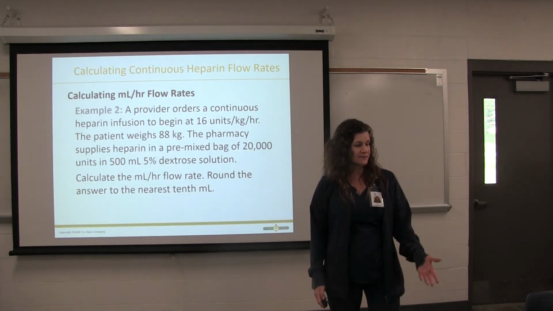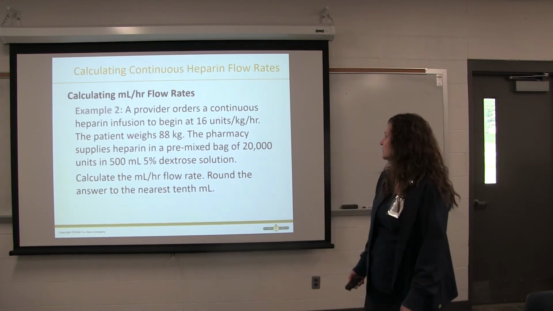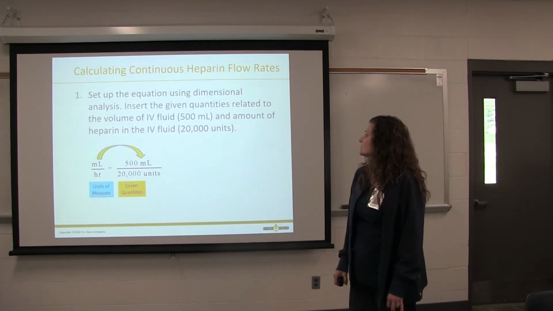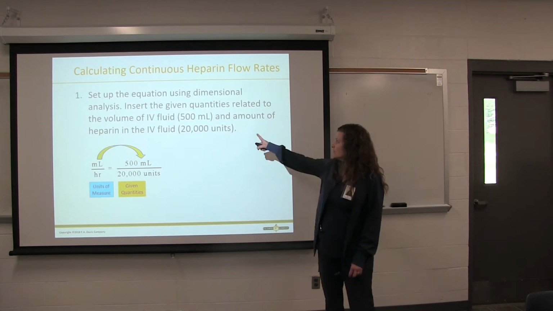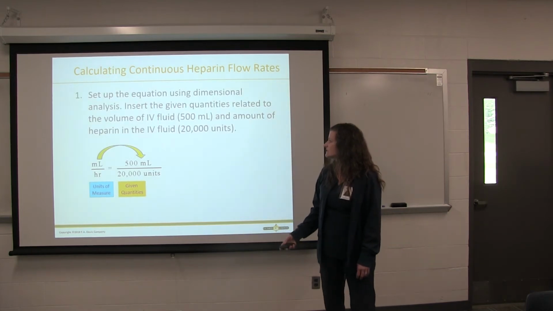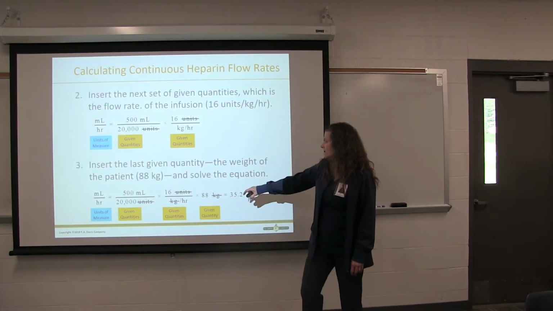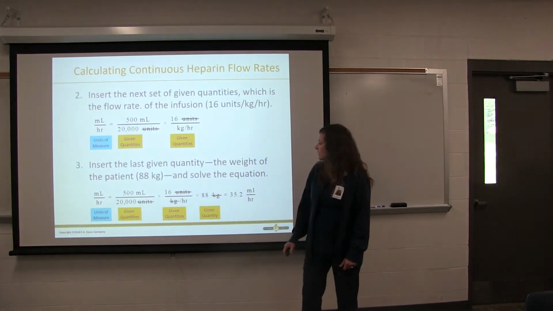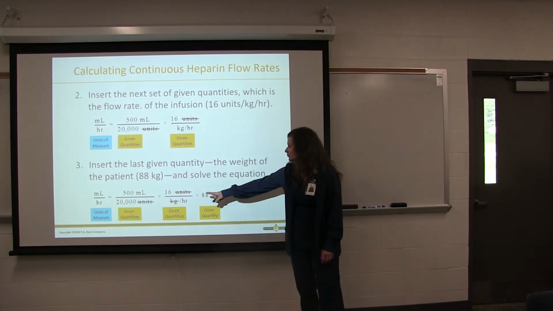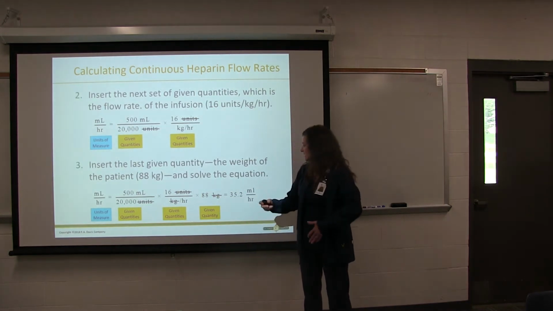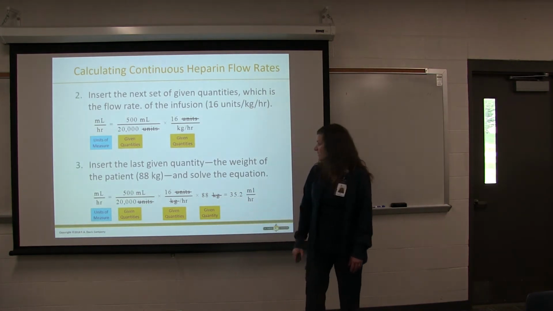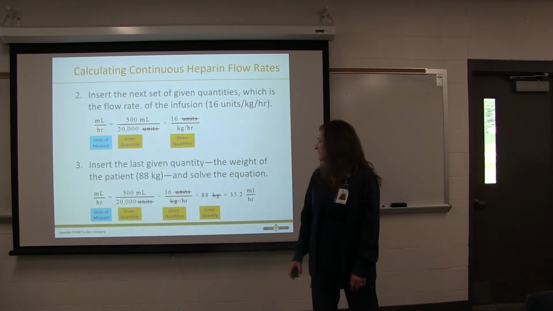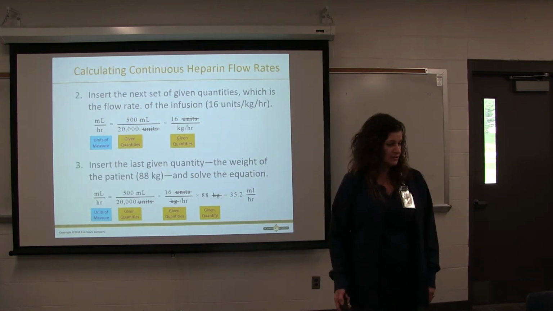Pharmacy supplies it pre-mixed bag 20,000. Let's look at the milliliter per flow rate. So we were given 500 milliliters per 20,000 units. And then the flow rate, 16 units per kilogram per hour. Let's get rid of the patient's weight and get that calculated in. When we get all of it multiplied out, it's 35.2 milliliters per hour.